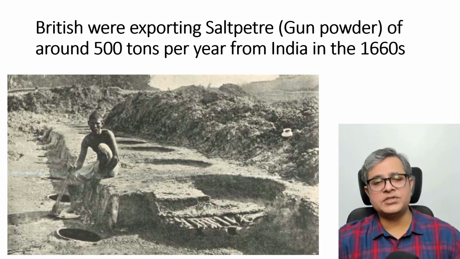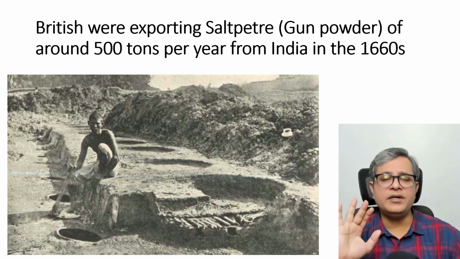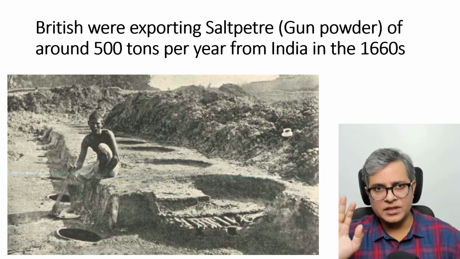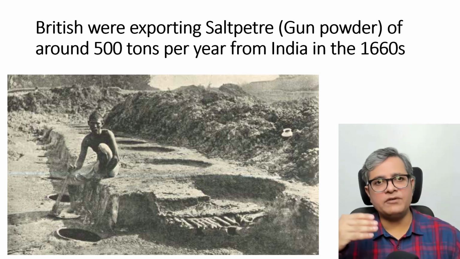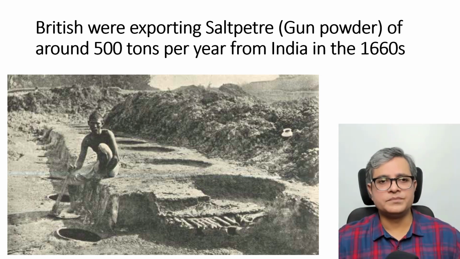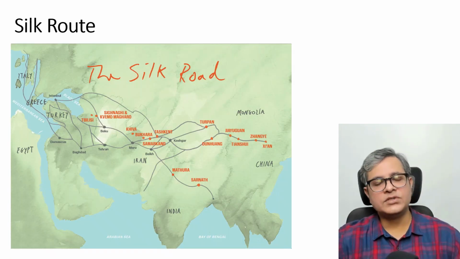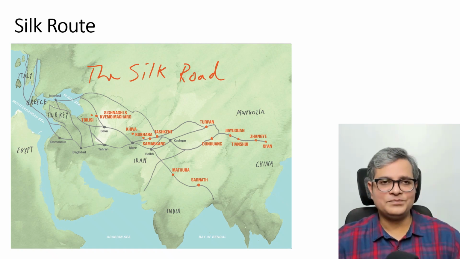During 1660s, around 500 tons of saltpeter, that is gunpowder, were exported from India to British. Silk Route succinctly shows how entire world was connected to each other.